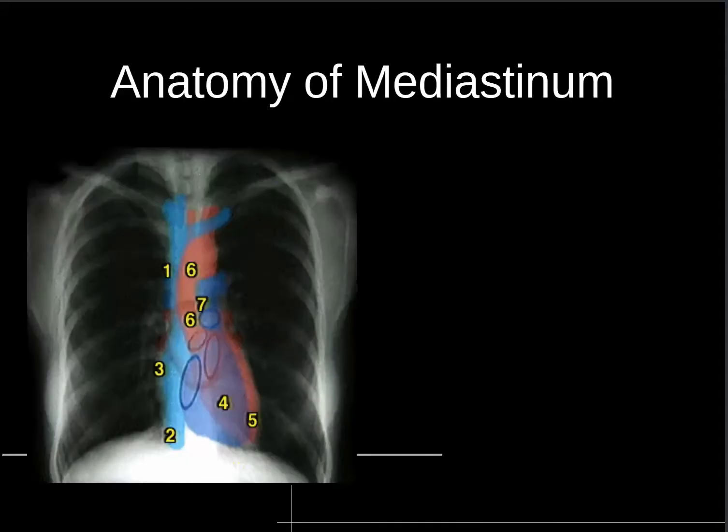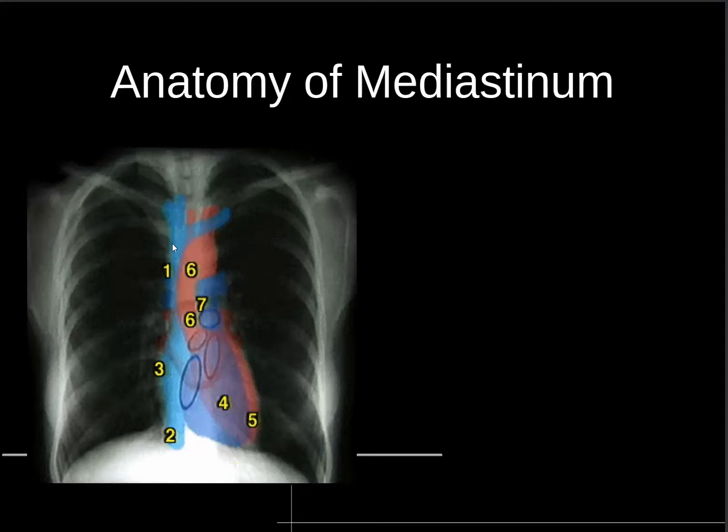So here is a chest X-ray. Here are the various different structures which have been highlighted in blue and red. These are mediastinal structures, and we're going to have an attempt at trying to identify what these structures are. So you're looking at a chest X-ray. What do you think structure 1 is? It's blue, so that's a clue.